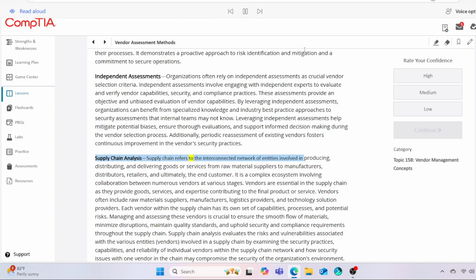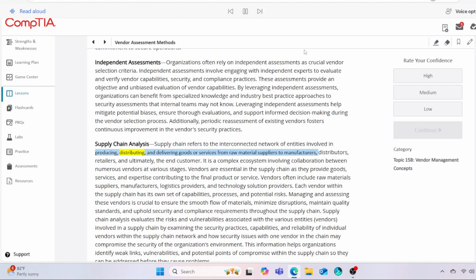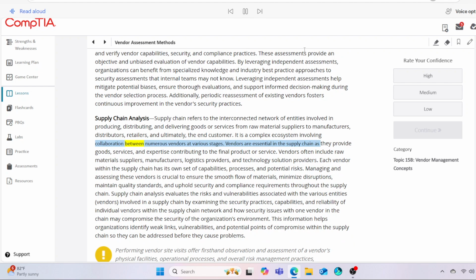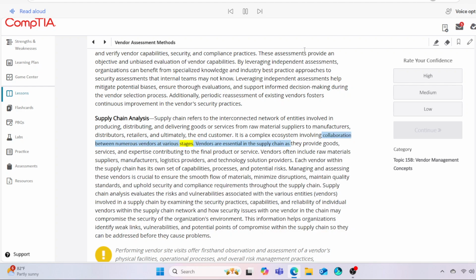Supply chain refers to the interconnected network of entities involved in producing, distributing, and delivering goods or services from raw material suppliers to manufacturers, distributors, retailers, and ultimately, the end customer. It is a complex ecosystem involving collaboration between numerous vendors at various stages.